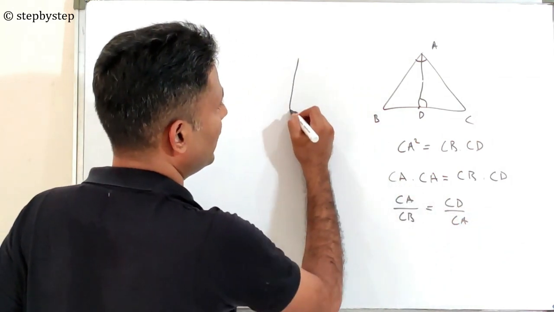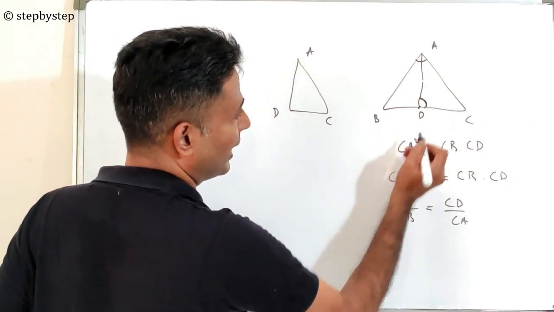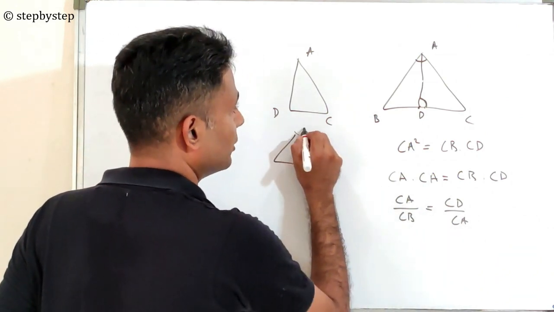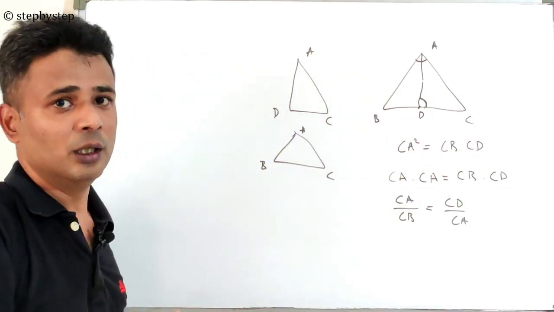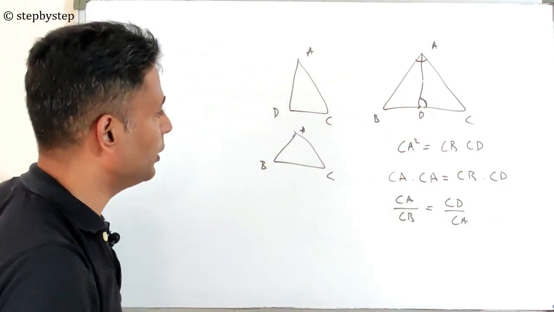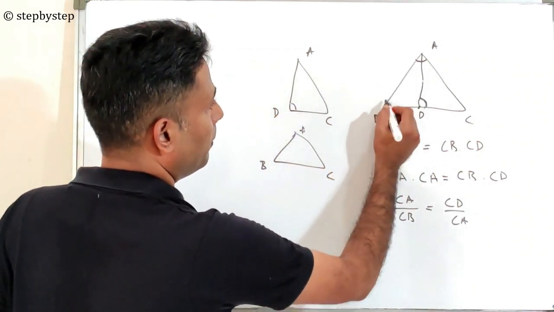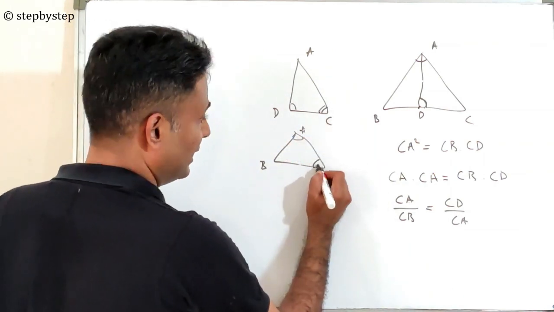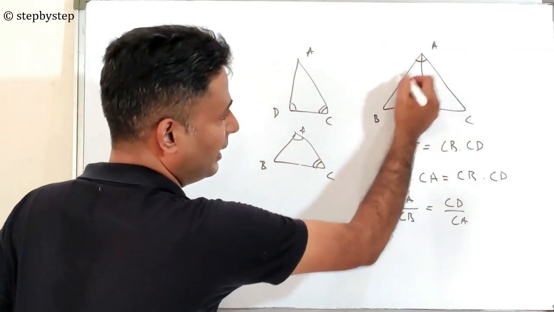ADC. So we are taking triangle ADC. Remember this is not 90 degrees, I just marked the angle, and ABC. So we have to prove these two triangles are similar. So how do we do it? Now already they have given us angle ADC equal to angle BAC. Also if you see, angle C is common in both. Angle C is common in this and this triangle.